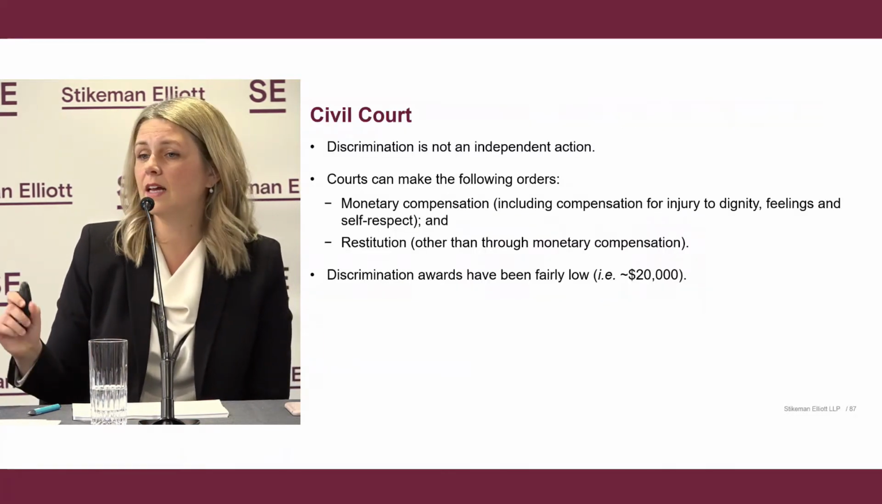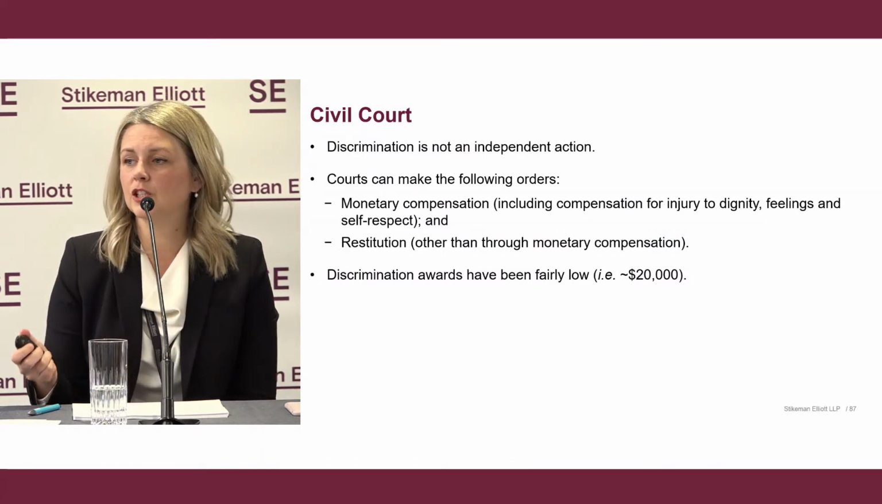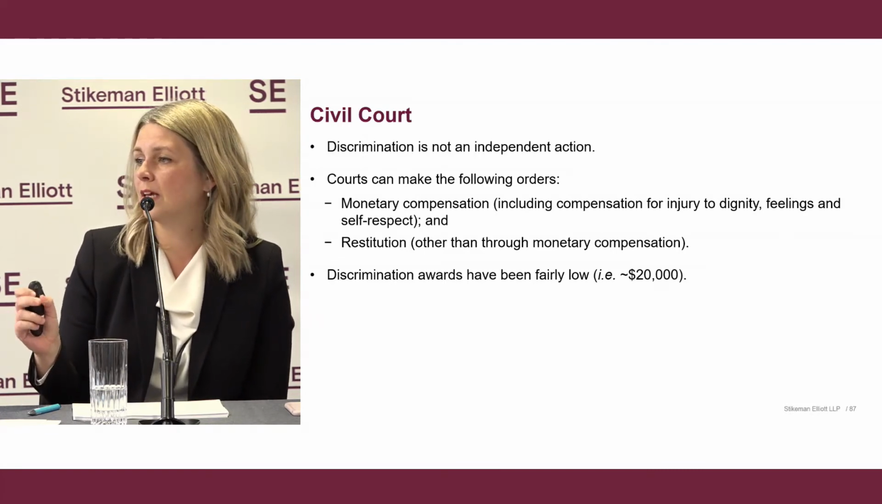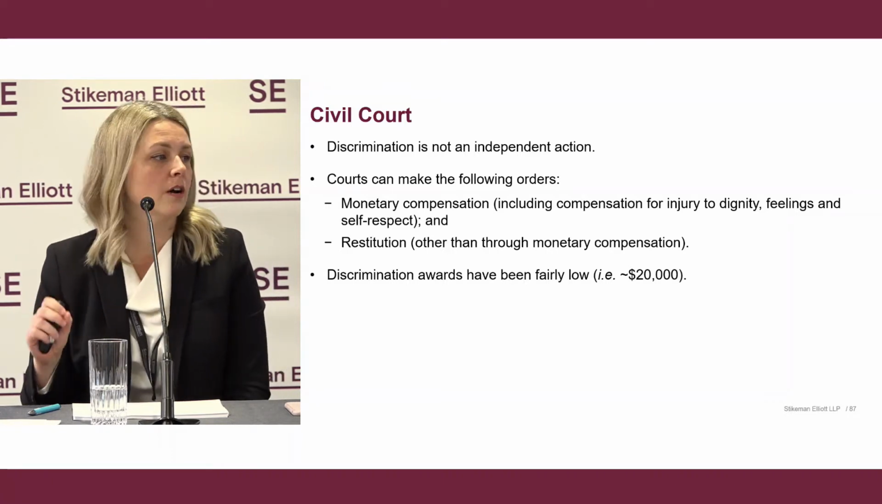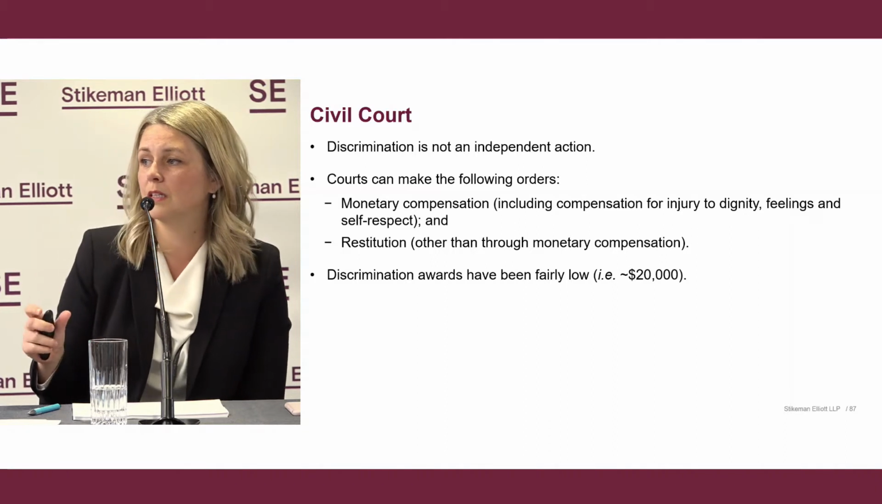So at civil court, so at your Ontario Superior Court of Justice and whatnot, discrimination in and of itself is not an independent action. So if the individual is simply saying, you have failed to accommodate me, you have discriminated against me, they cannot march off to civil court and commence a claim. They must tie that allegation to an actual independent action.